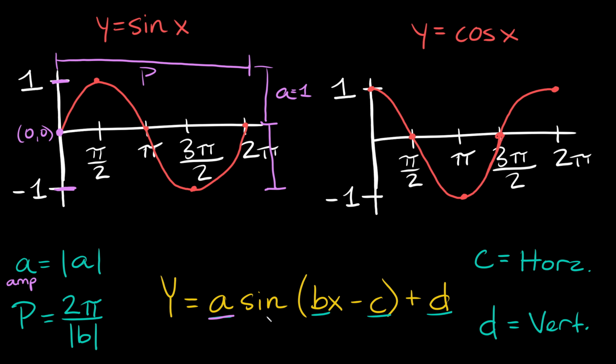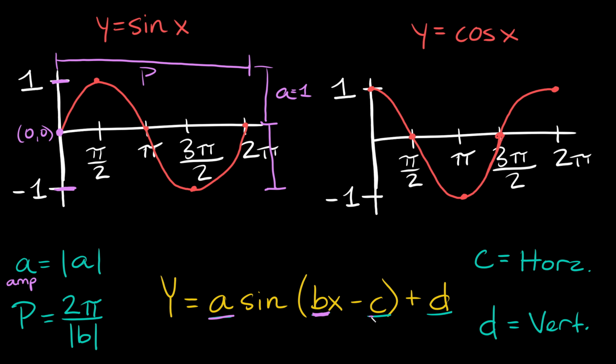Okay, then we have the sine or cosine of, again, bx minus c. B is going to help us find the period. So as I explained already, the period is just the full length that we graph, right? One full cycle. And the way you find that length is going to be equal to 2 pi over the absolute value of b. So the absolute value of whatever number is right there.